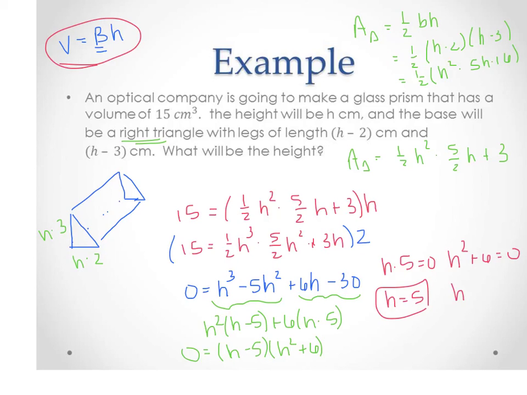The second one, you get h squared equals negative 6, which just means that when you square root it, you're going to have an i in your answer. You're not going to have the height of a prism that has an i in an answer. So it appears that the height of the prism is 5, and we should probably put a unit on that, centimeters. Okay, there you go.